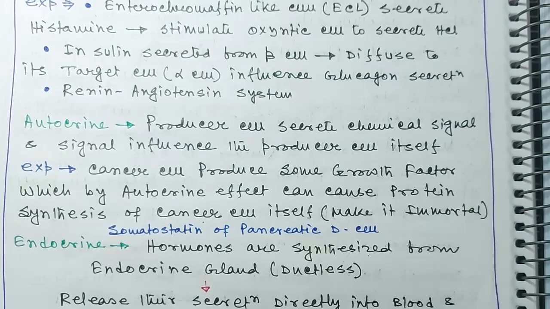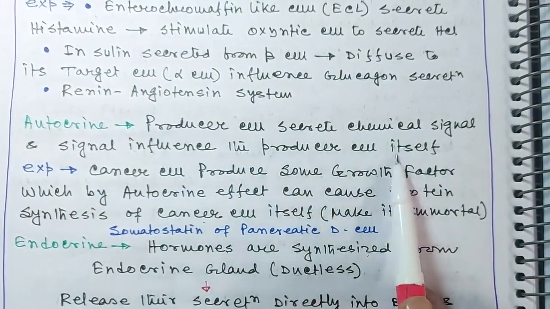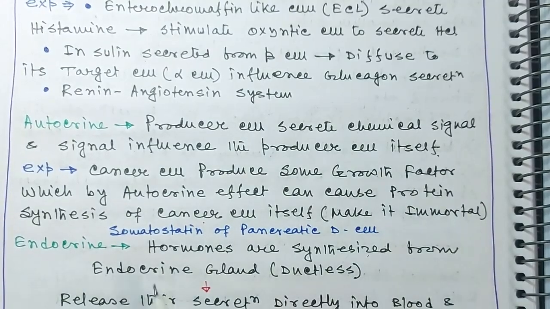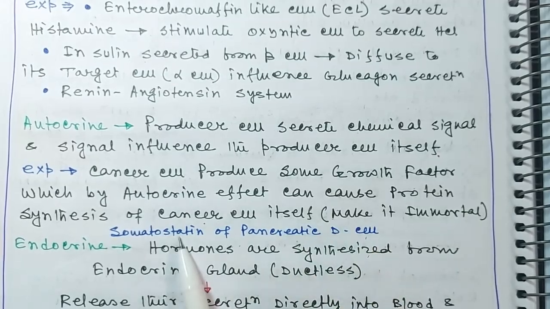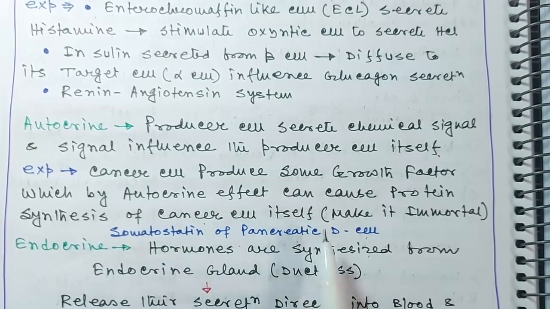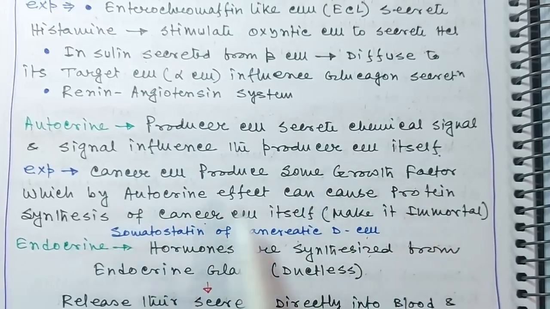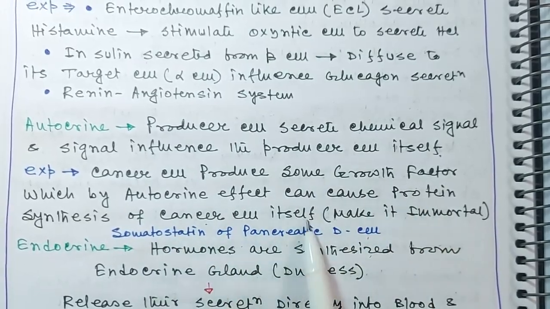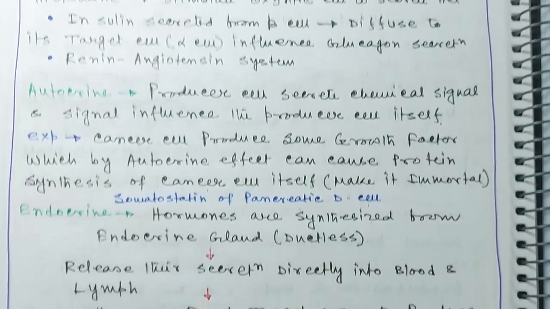Now the second type of secretion is autocrine secretion. Here a signal producing cell secretes a particular signal and this influences its own secretion. The producer cell secretes the chemical signal and the signal influences the producer cell itself. An example of autocrine secretion is somatostatin of the pancreatic D cell. The pancreatic D cell secretes somatostatin and this somatostatin acts on the pancreatic D cell itself. Also, cancer cells produce some growth factor which by autocrine effect can cause protein synthesis of the cancer cell itself, so making it immortal. So these are examples of autocrine secretion.